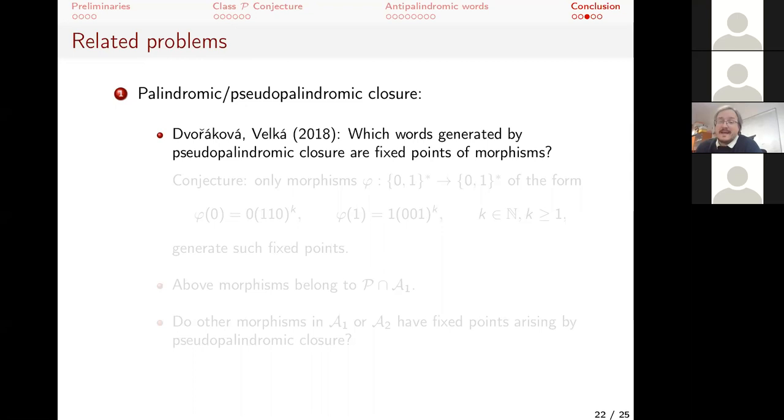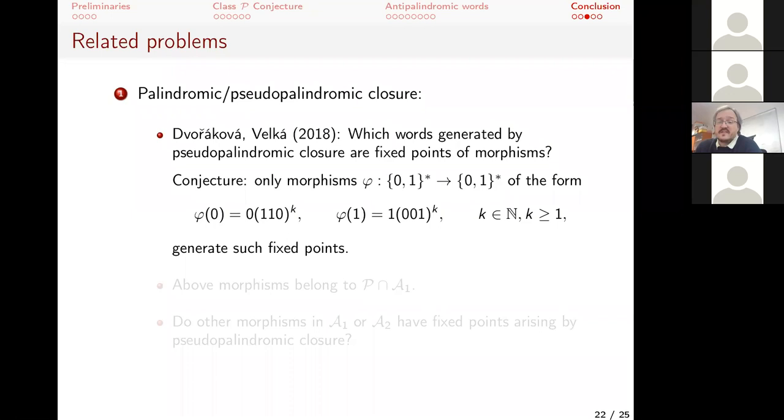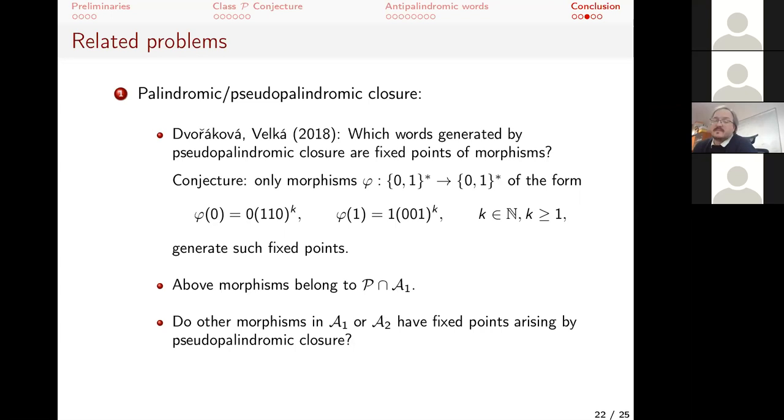And their conjecture is that the only morphisms which would generate such fixed points are of the following form, where φ(0) is (0110)^k, and φ(1) is (1001)^k. So please note that these morphisms belong to the intersection of class P and our class A1. So one possible future research is to inspect whether other morphisms in our classes A1 or A2 have fixed points arising by pseudo-palindromic closures.